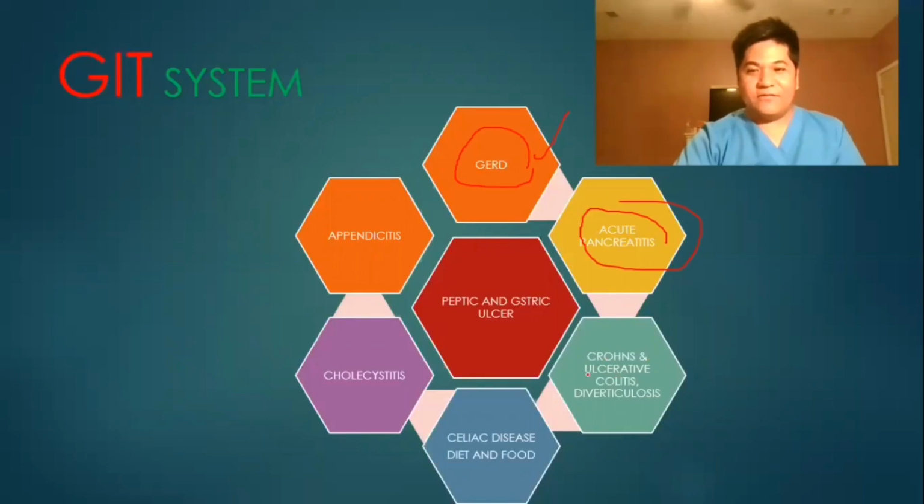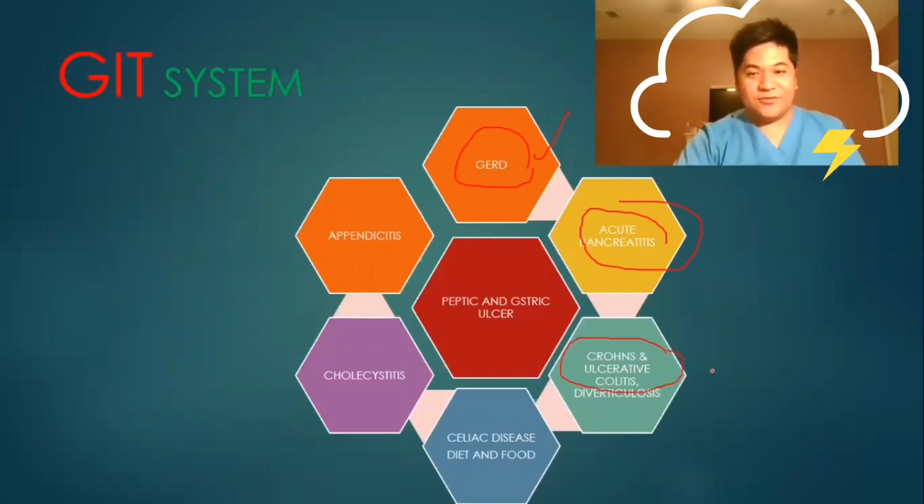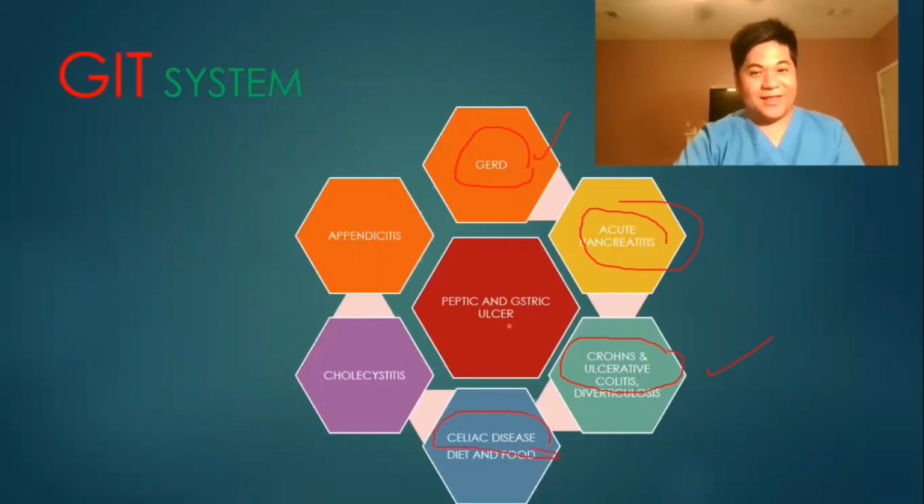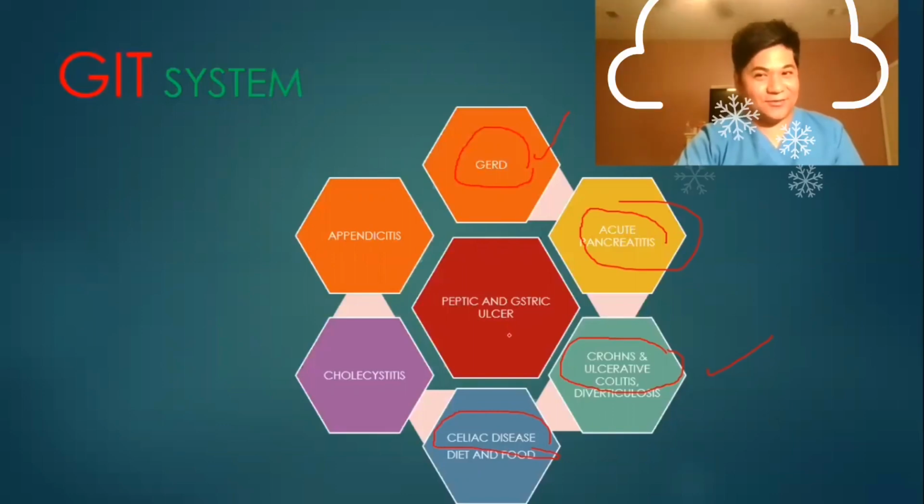Crohn's versus ulcerative colitis. Check on that too. Know the disease. And then we also have celiac disease, the diet and food allergy. Check on that too. Then peptic ulcer and gastric ulcer, the difference of this. Check on that too. Know the difference.